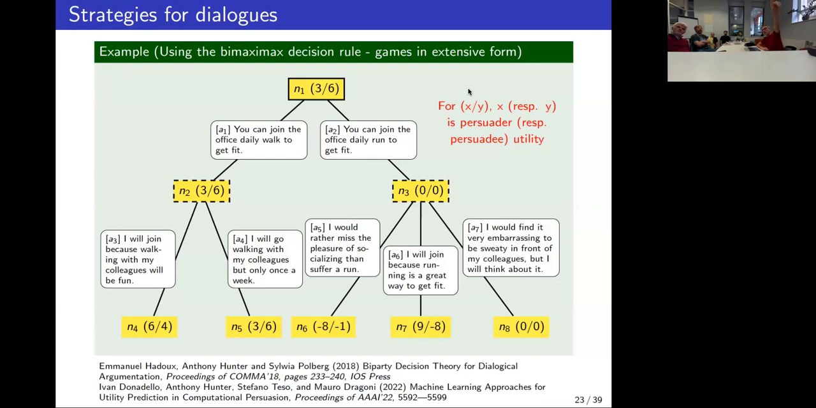Now then at the root, it's the persuader. So they look at the first number. So they either get 0 or they get 3. So they pick 3. So that means the optimal policy for the persuader is to say you should do the office daily walk as opposed to office daily run, in the expectation or the hope that the persuadee would then say A4. So that's essentially the idea.